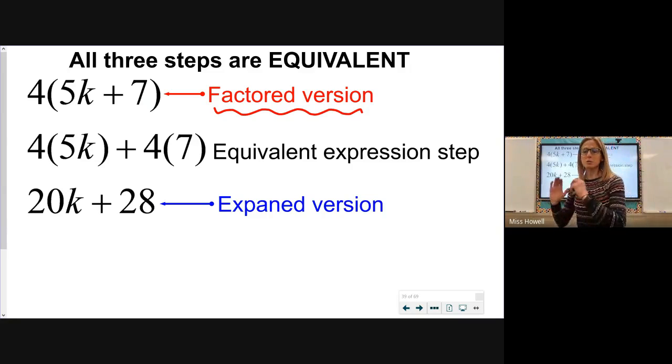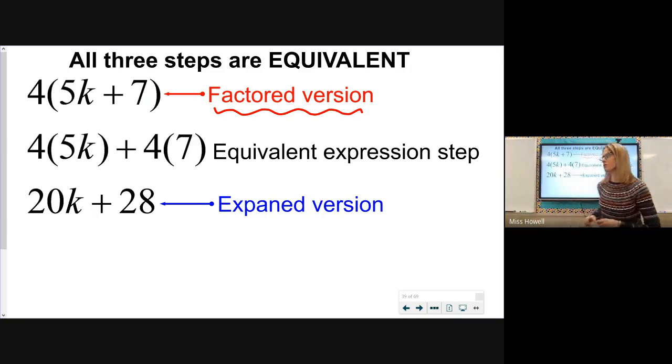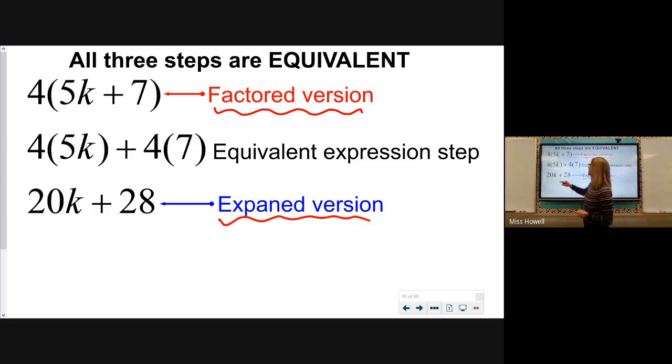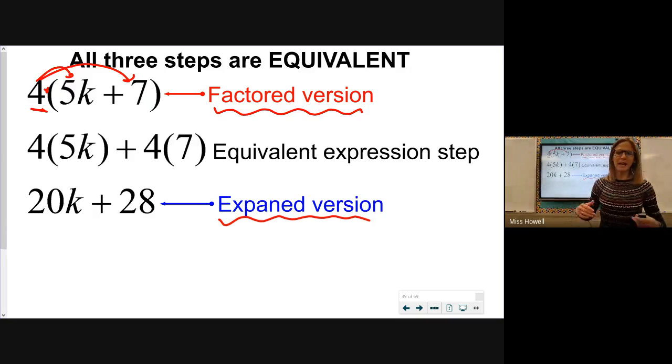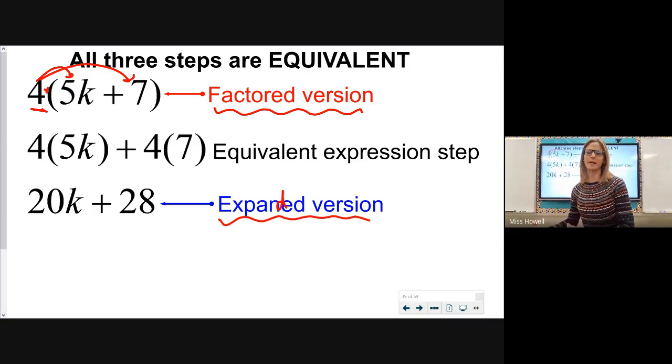And then I've been asking you to take that expression and simplify it or expand it. And so the process of simplifying or expanding is when we take the outside item and we multiply it with the stuff on the inside. And the result, that 20k plus 28, expanded. That 20k plus 28 version is the result of doing the process of expanding.